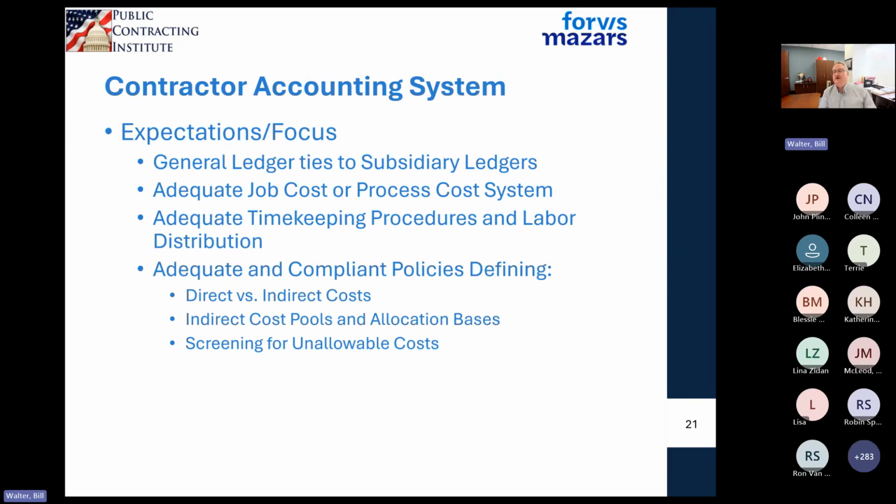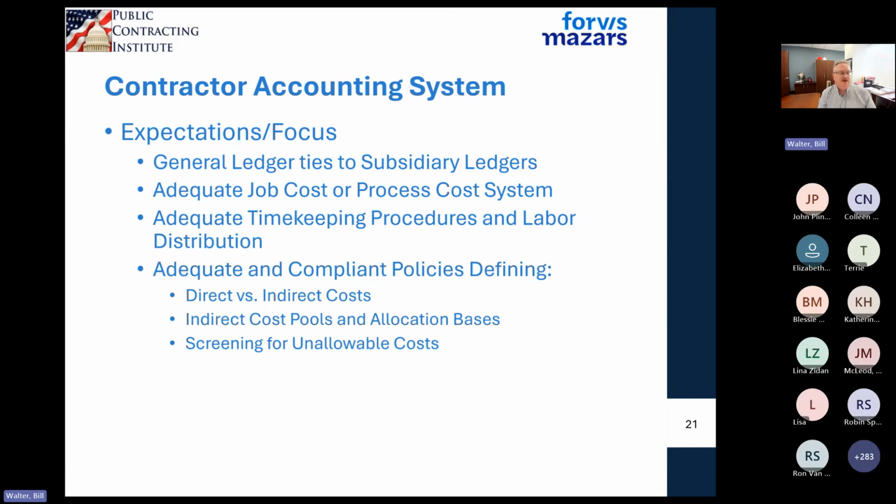All right, so with your accounting system, the expectation and the focus of an auditor is going to be that your books of account have to tie to whatever you say your rates are, your job cost ledgers, et cetera. They want to make sure you have an adequate job cost. And if you're a chemical manufacturer or something like that, a pharmaceutical, you probably have process costing. That's fine. You can even have standard job costing or standard process costing. Any of those are fine, so long as the controls are in place to give adequate information.